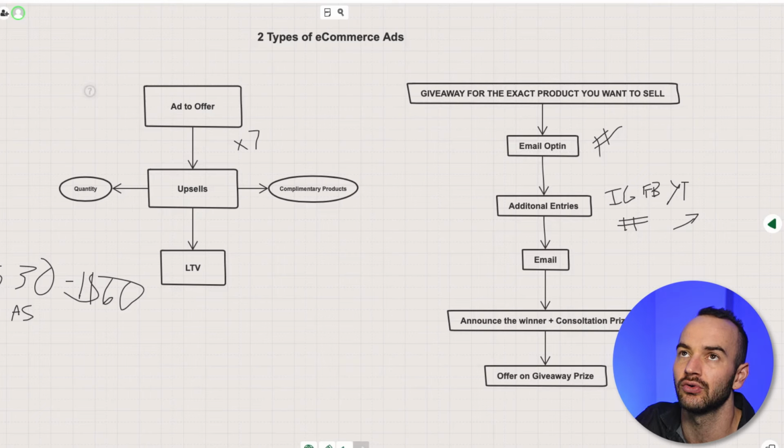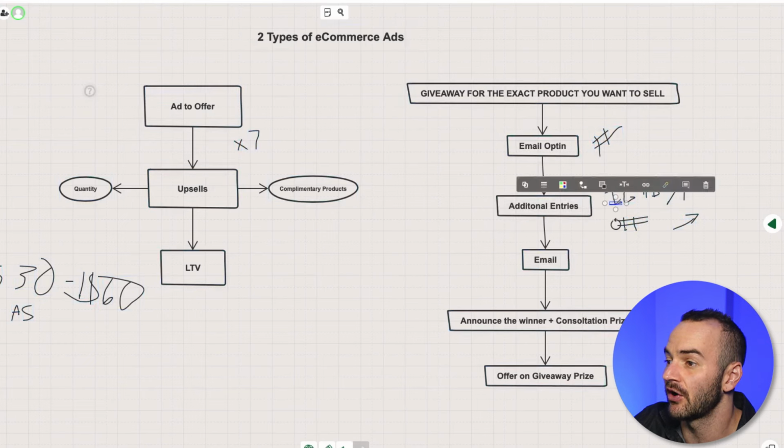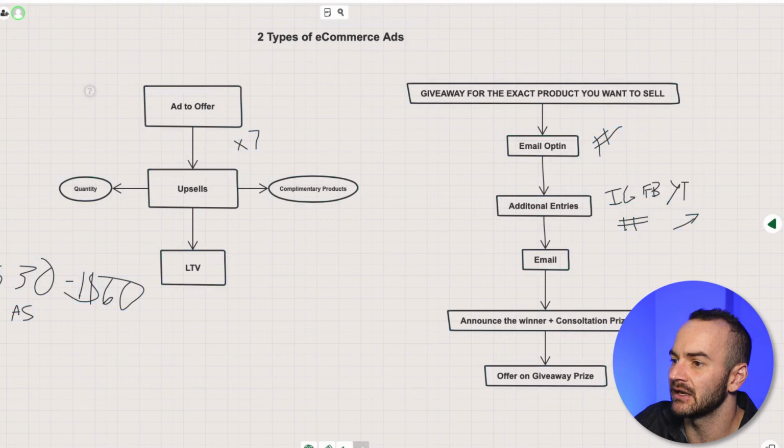I had someone who does guided backpacking trips, so he gave away 1 ticket to a guided backpacking trip in Yosemite, and then you go through this whole system and you leave with thousands of emails, thousands of followers everywhere. And then you're going to, what did I do the email there for? Okay, so you're going to announce the winner and the consolation prize. Oh yeah, you're going to email them about your offer. That's what that is. And then at the very end, you're going to run a sale.